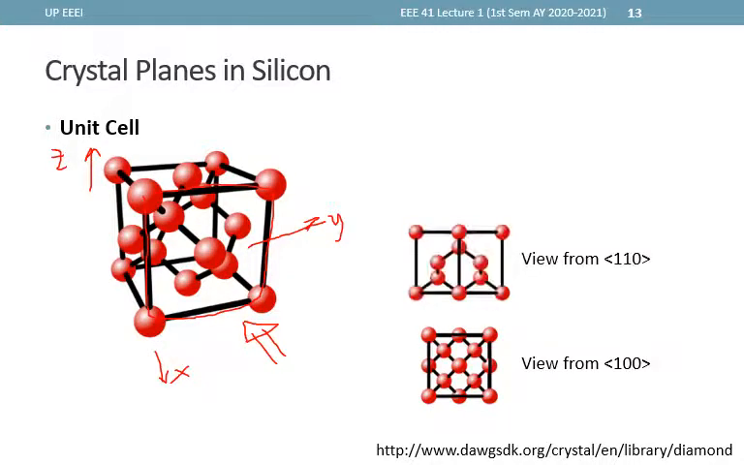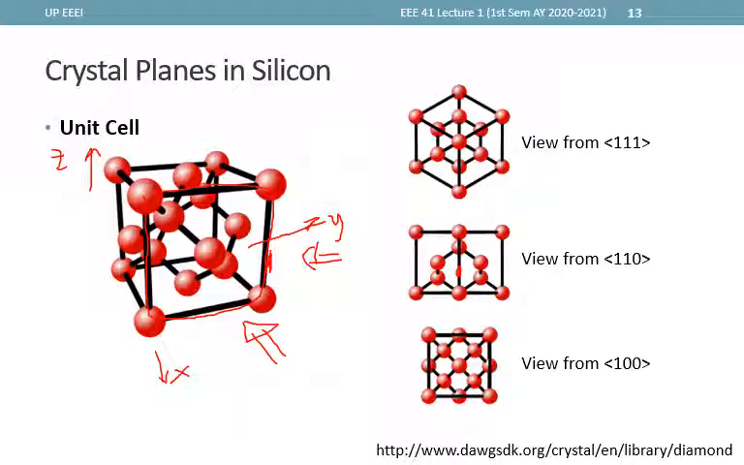If we view it from 110, this is actually right straight into this edge right here. So this edge right here is this one. And so we'll get this seemingly different view of the crystal. We can also view it from 111, which is straight through this corner. So this corner atom here is actually this atom in the middle.